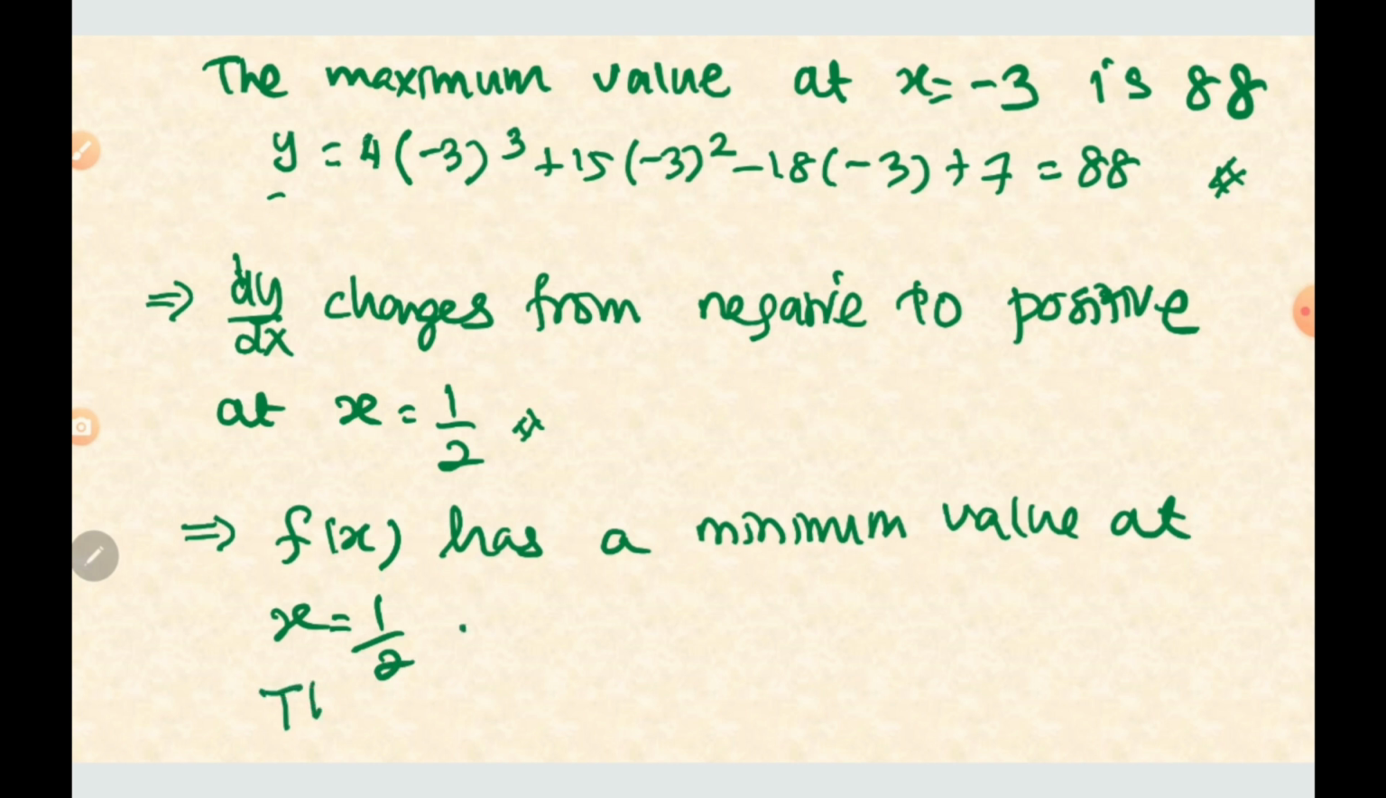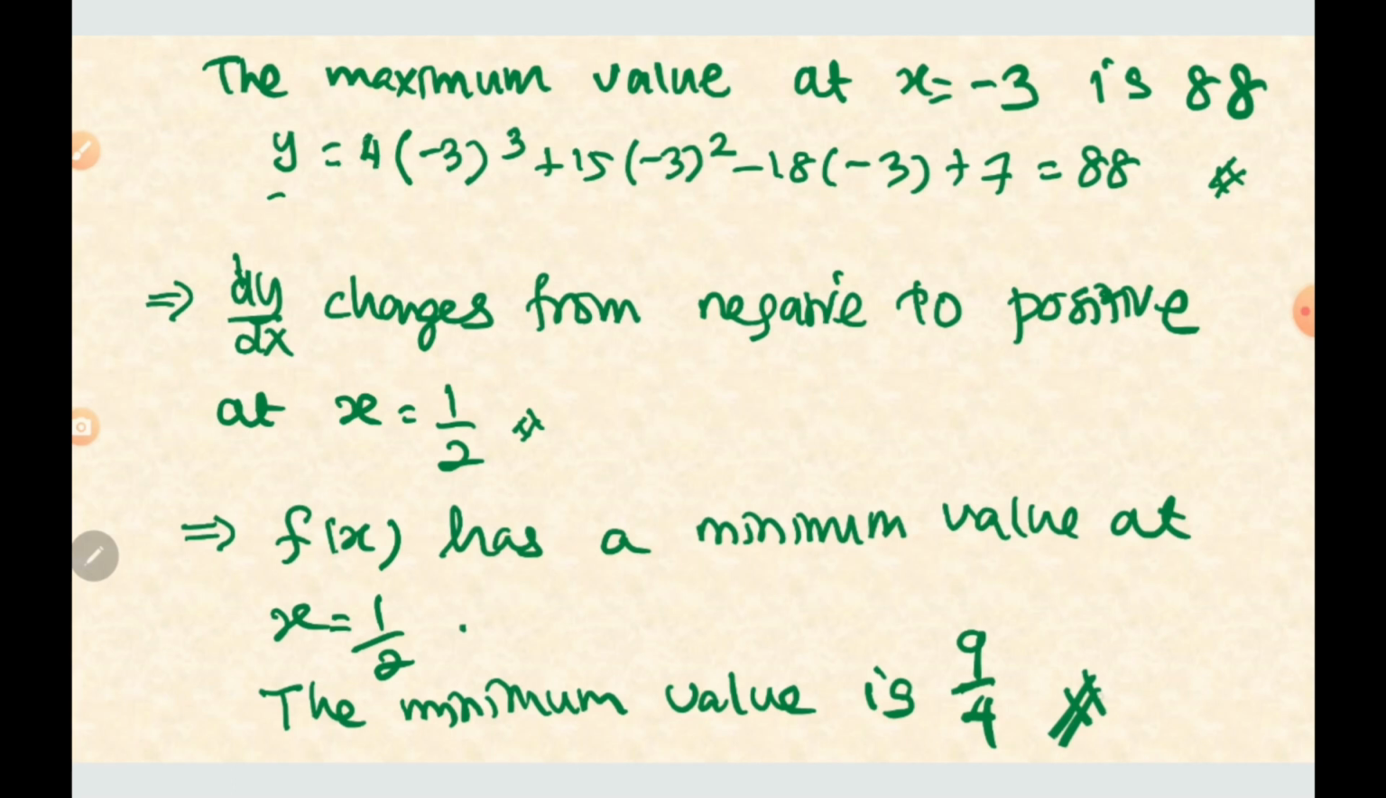So what is the minimum value? You have to substitute 1 over 2 into y, and the answer is equal to 9 over 4. So this is the conclusion. The minimum value is 9 over 4 and the maximum value is 88.